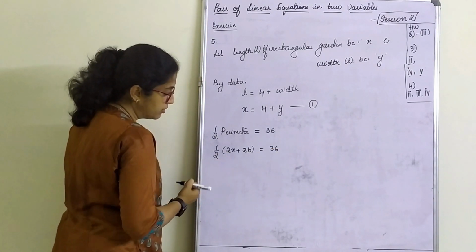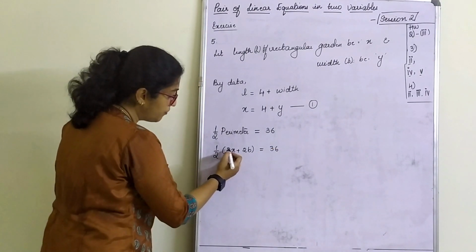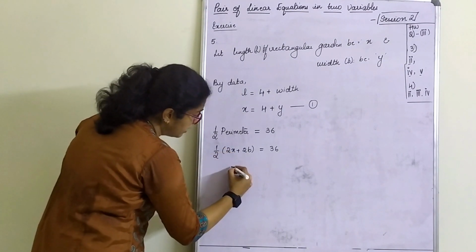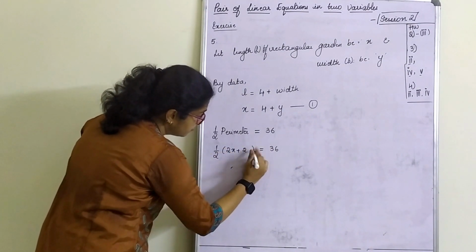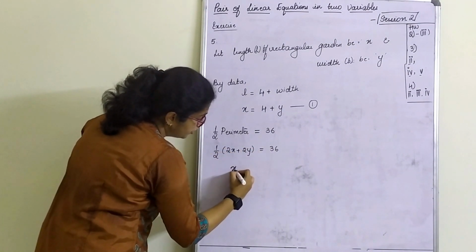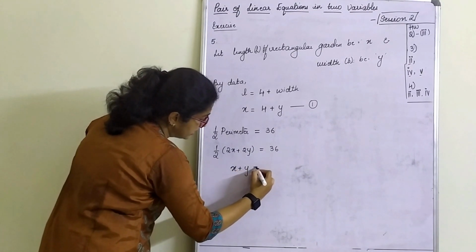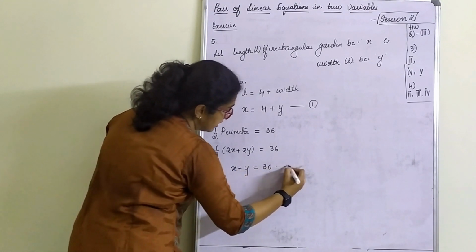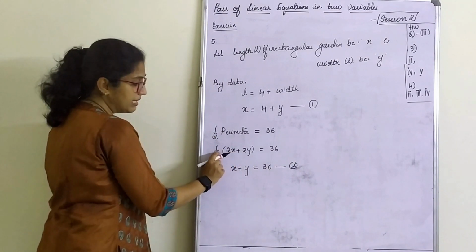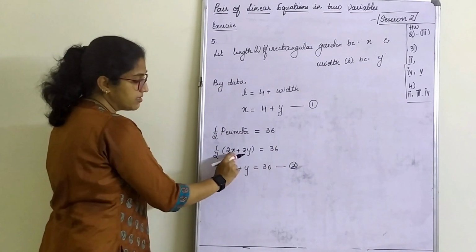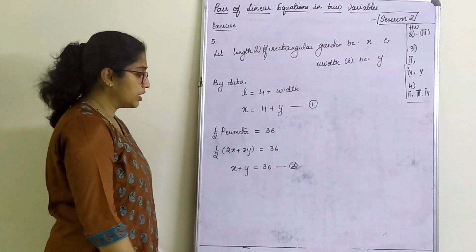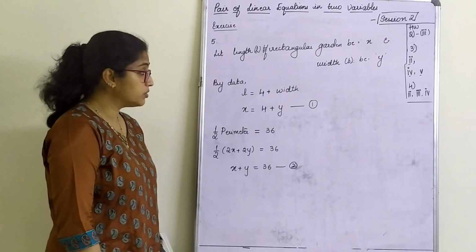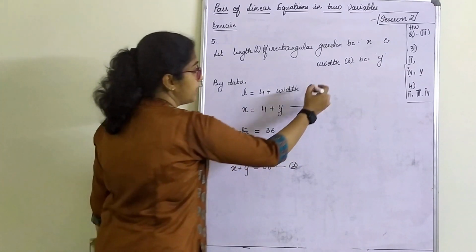So can I take 2 common here? If I take 2 common, 2 and 2 will get cancelled. So this is going to be x plus y is equal to 36, equation 2. I repeat, I take 2 common, 2 and 2 get cancelled, x plus y is equal to 36. So these are the 2 equations algebraically.